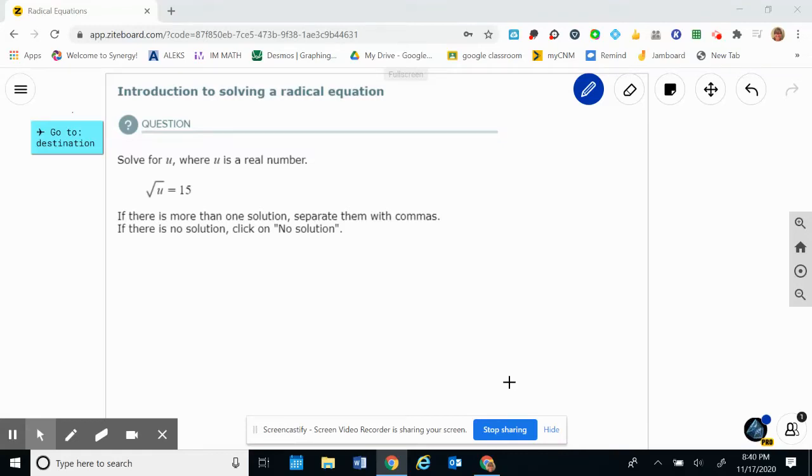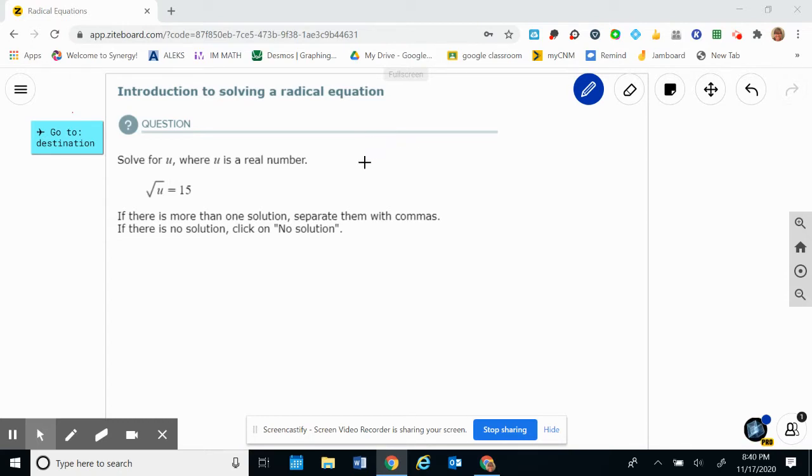Okay, guys, this is about solving radical equations. Radical equations are equations with a radical in them. So it could be the square root, it could be the cubed root, it could be the fourth root, whatever. It's this radical.